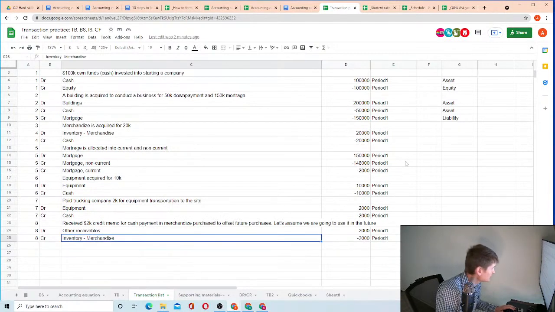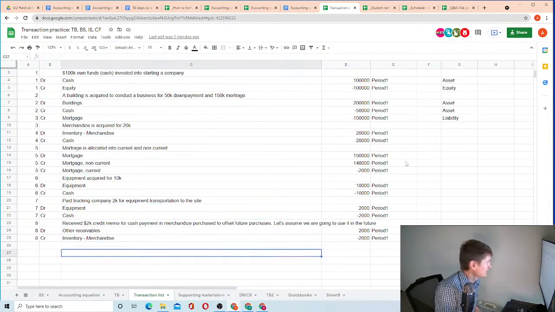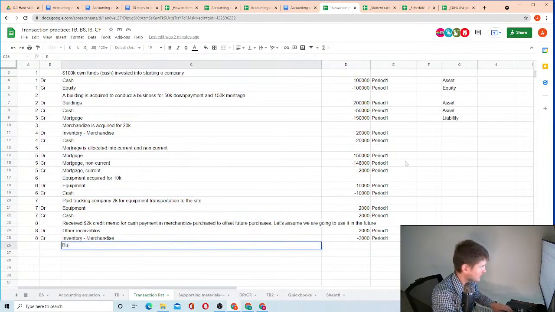Let's see if I have that transaction already there. Okay, business prepaid. Let's say business prepaid 50k cash. Yeah, let's say 10k cash. Business prepaid 10k cash for the mortgage.